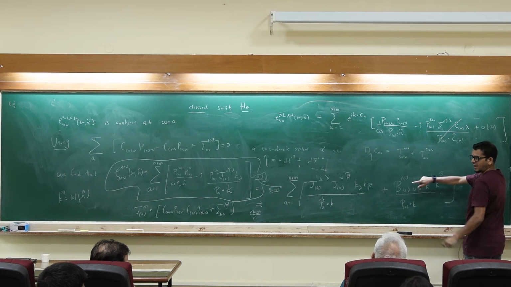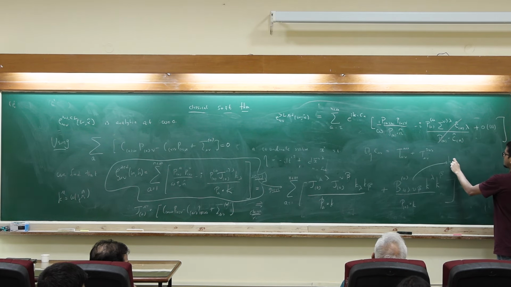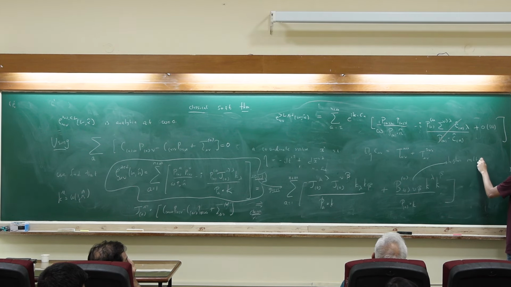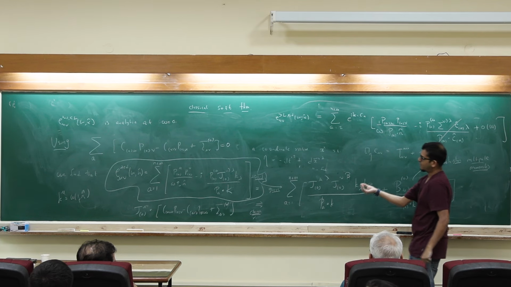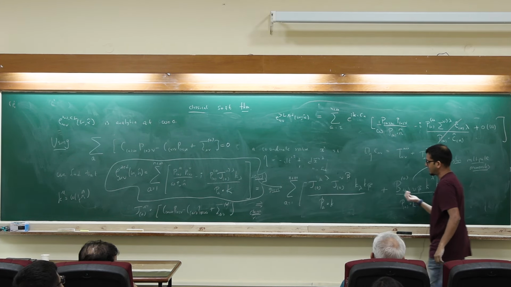Where this B depends on the higher multiple moments of the object, of the H particle. So this is a guess. We don't have a proof of it, but when we discuss the quantum factorization theorem, you will see why this guess is kind of an educated guess.